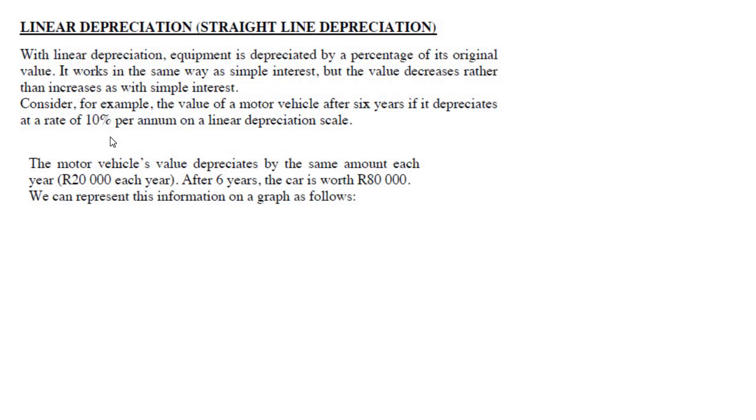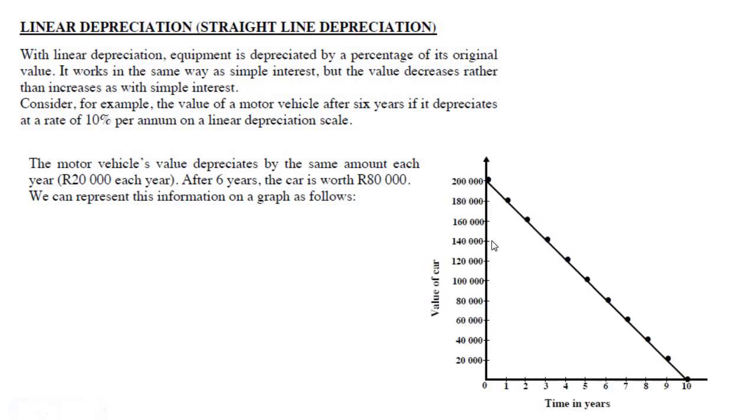Say you had a motor vehicle and it went down by 20,000 Rand per year. After 6 years, the car is worth 80,000. Sorry, it starts at 200,000. If it decreases by exactly 10%, it's going to drop 20,000 each year.